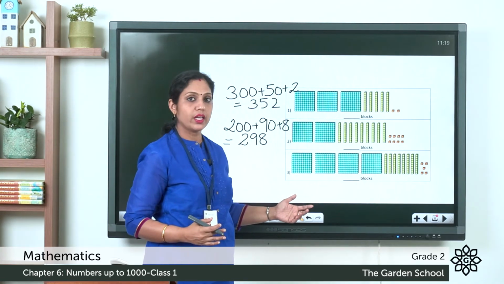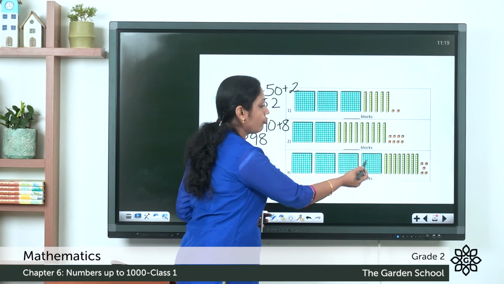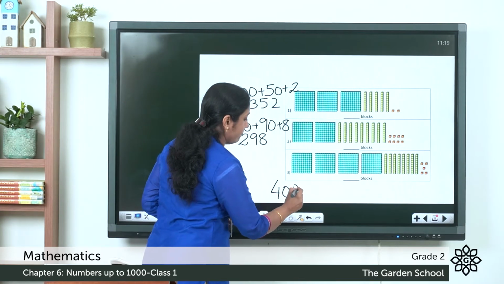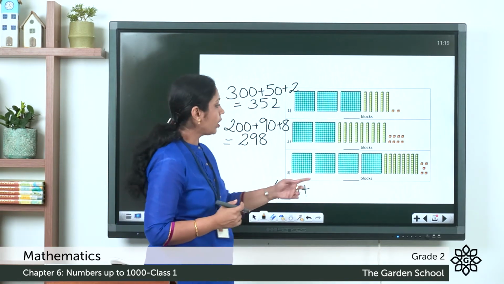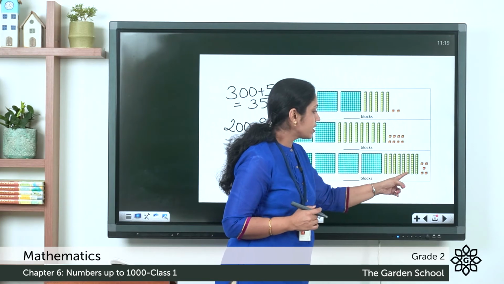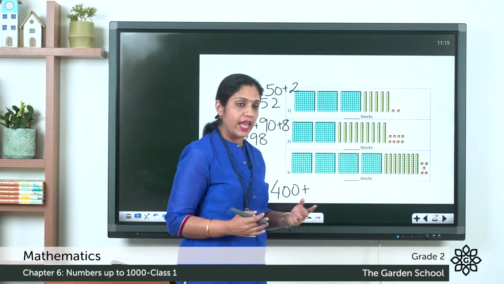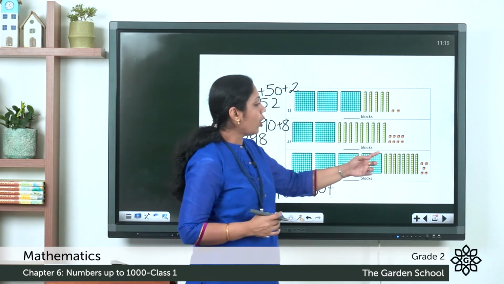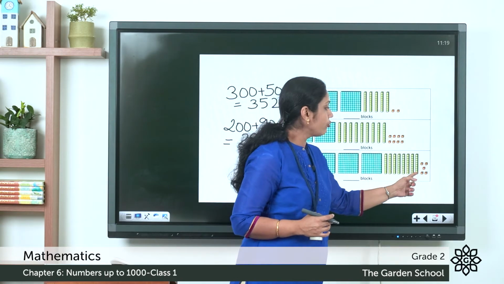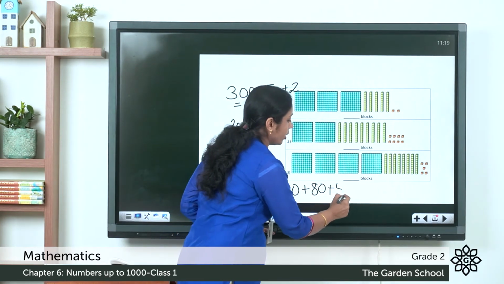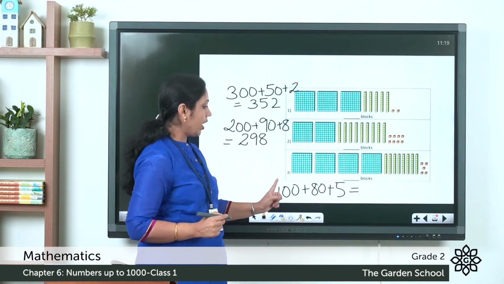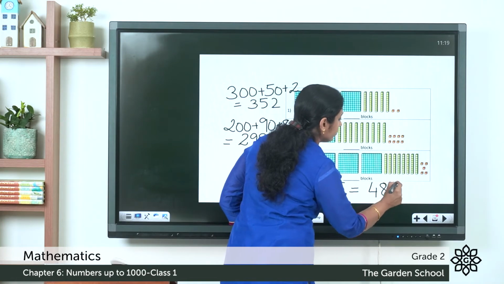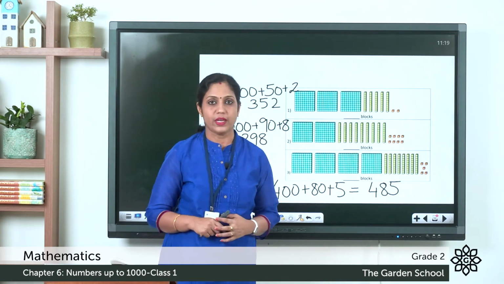Here, how many hundreds blocks are there? 1, 2, 3, 4. So it becomes 400. 400 plus the next, the tens blocks: 1, 2, 3, 4, 5, 6, 7, 8. So 8 tens makes 80. So write that 80 there. And then next we'll go to the ones section. How many ones blocks are there? 1, 2, 3, 4, 5. So write that 5 here. So now what is the number? 485. That is the number. So this is how we form numbers.